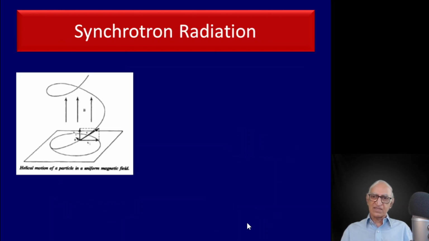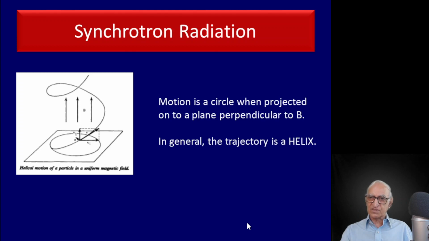Now what we are saying is that the orbit of the particle will, in general, not be circular. In general, it will be a helix, because there could be a component of the velocity parallel to the magnetic field. But if I project this helix on the piece of paper, then it will be a circle perpendicular to the magnetic field.